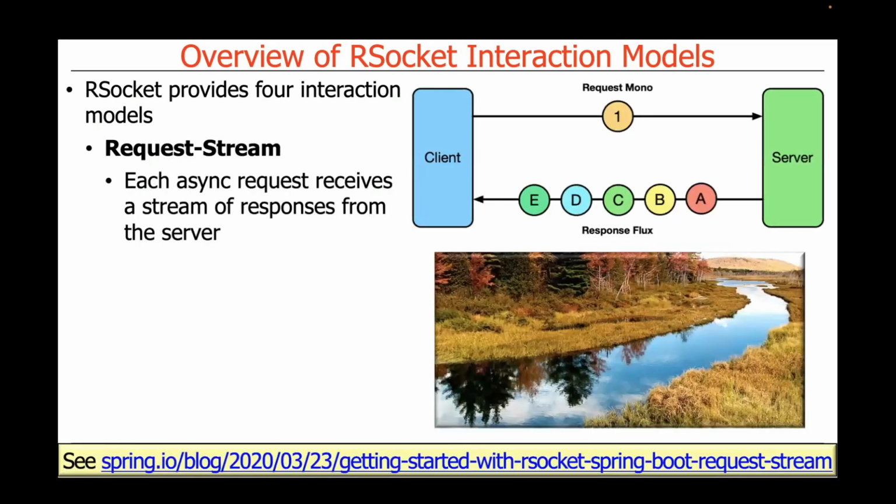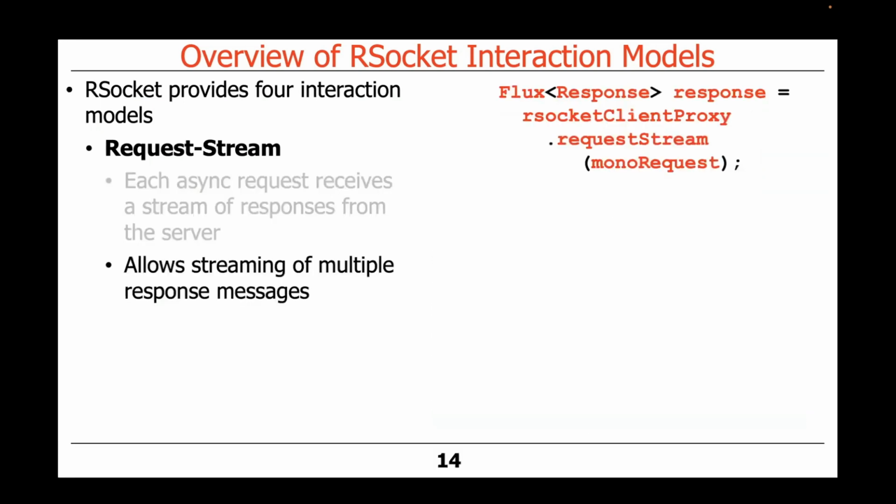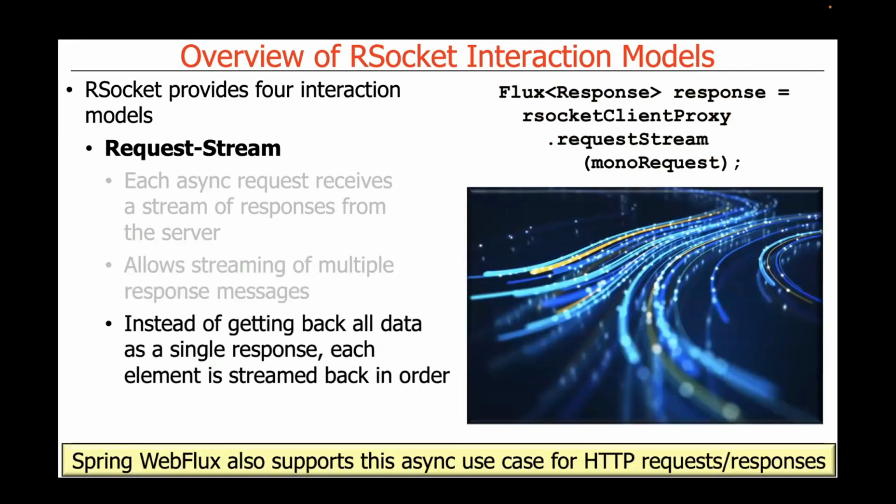The next model is called request stream. So each async request that was sent by the client will receive a stream of responses from the server replying to that request. This allows streaming of multiple response messages. So you might send over a single request with a Mono, for example, and then you'll get back a Flux of responses that can be streamed out to you. So rather than getting everything back in one fell swoop, the way it would occur if you had a list, for example, each element is streamed back in order.